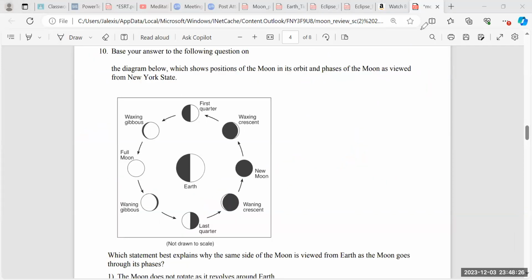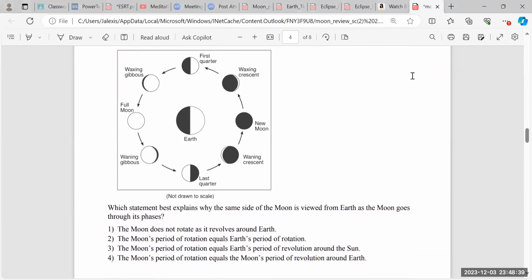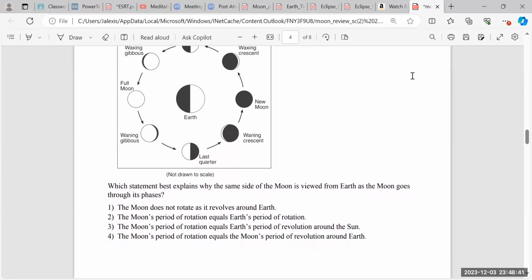All right, number 10. It says, base the answers to the following question on the diagram below, which shows positions of the moon in its orbit and phases of the moon as viewed from New York State. And they give us a diagram of the different moon phases. Which statement best explains why the same side of the moon is viewed from Earth as the moon goes through its phases?